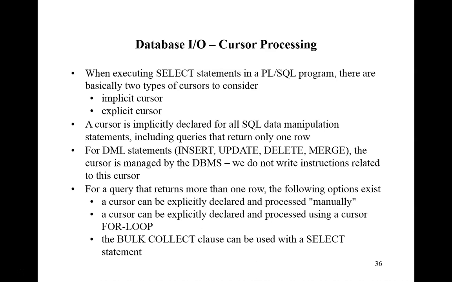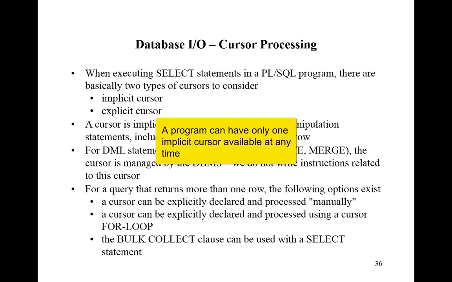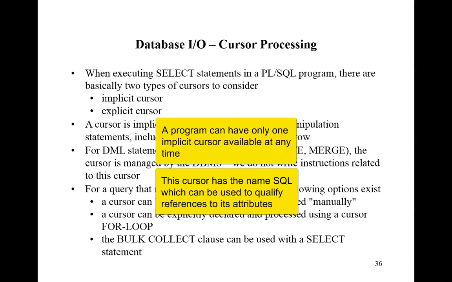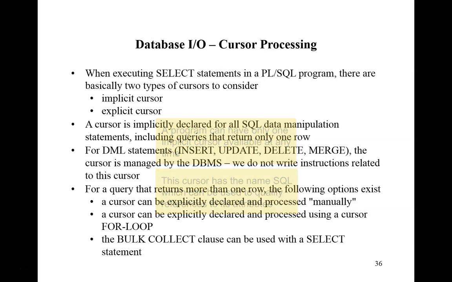An implicit cursor is closed after its associated statement runs. So the values of the attributes of an implicit cursor remain available to the program until another query or DML statement is run. Because of this behavior, there's only one implicit cursor available at any time in a program. The name given to that implicit cursor is SQL. The significance of this name is that it can be used to qualify references to the implicit cursor attributes that we referred to just a moment ago.